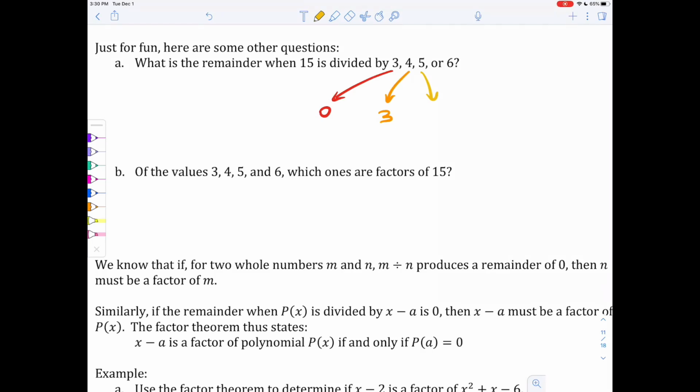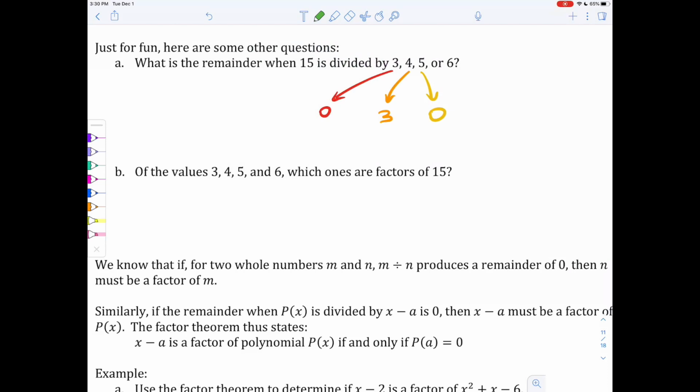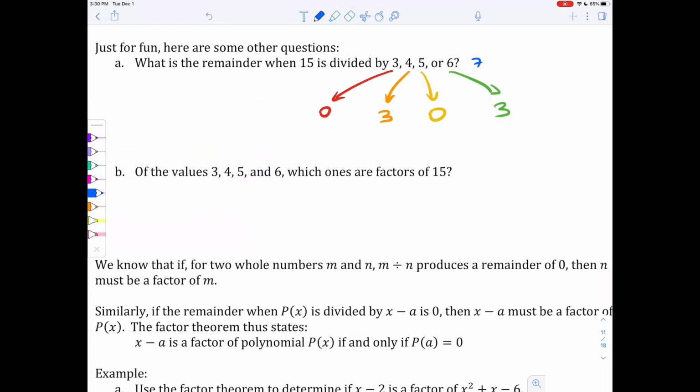15 divided by 5 has no remainder. That's exactly 3 with remainder 0. And then 15 divided by 6, ooh, not a multiple, so that's also a 3. And we could do this with other numbers if we wanted, right? What happens if we're talking about 7? 15 divided by 7 has remainder 1. So we can figure this remainder till the cows come home.